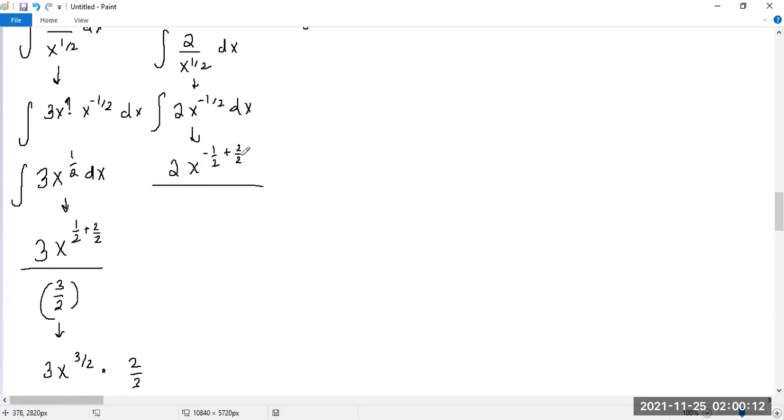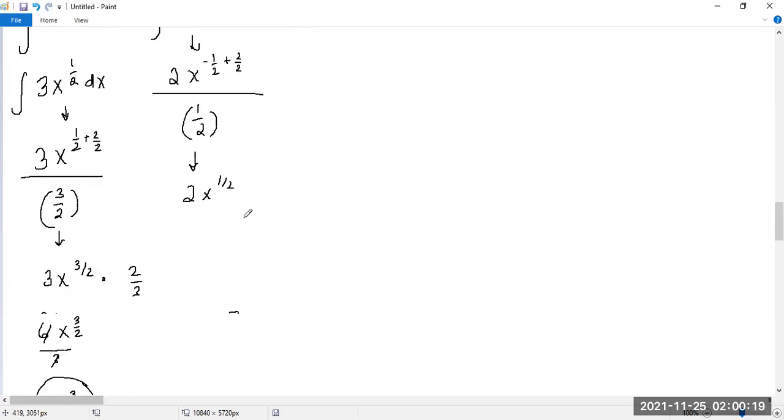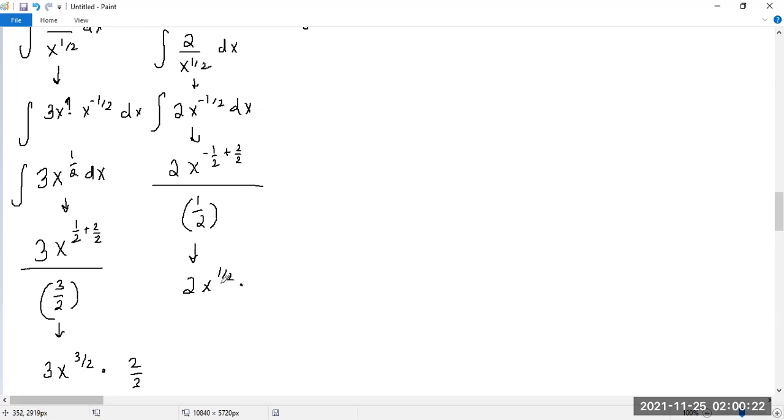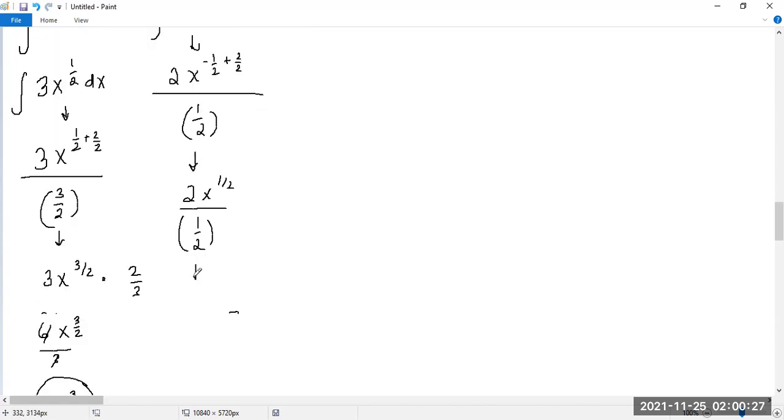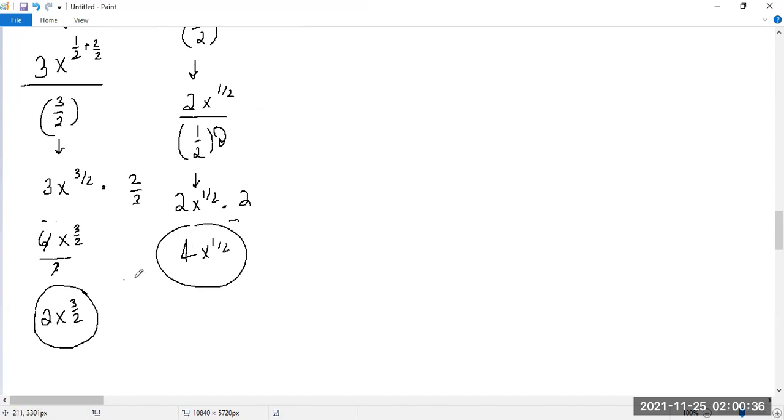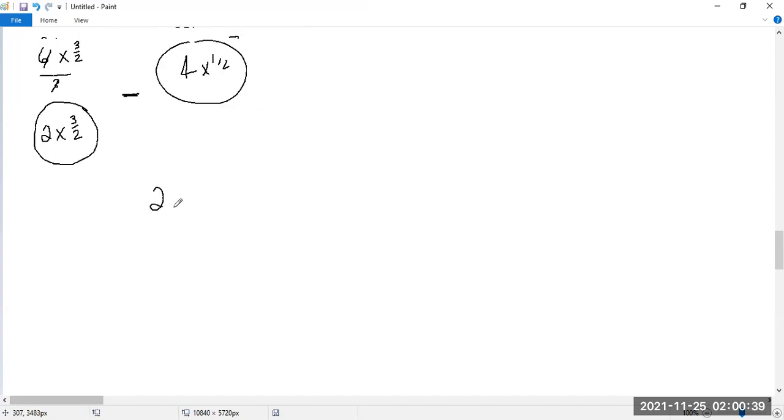Now this would be 1/2. So I have 2x to the 1/2, and I want to divide by 1/2. So I multiply 2x to the 1/2 by the reciprocal, which is 2. So I have 4x to the 1/2. And remember that we were subtracting these, so your answer is 2x to the 3/2 minus 4x to the 1/2 plus c.